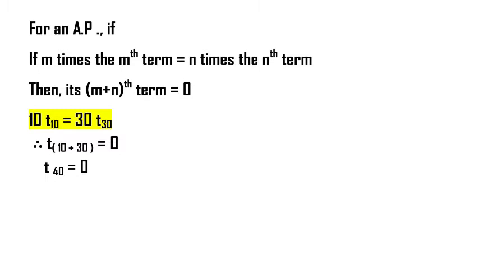But this relation and this formula can be used only on a conditional basis, if you have the given values as m times the mth term. So here 10 and T10, the 10s are the same; 30 and T30, the 30s are the same, and we need to find out T40. 40 can be obtained by 10 plus 30. Only if this condition is followed, we can apply this particular formula and method. Otherwise, we need to solve the given problem by the previous method, what we learnt in the previous slide.